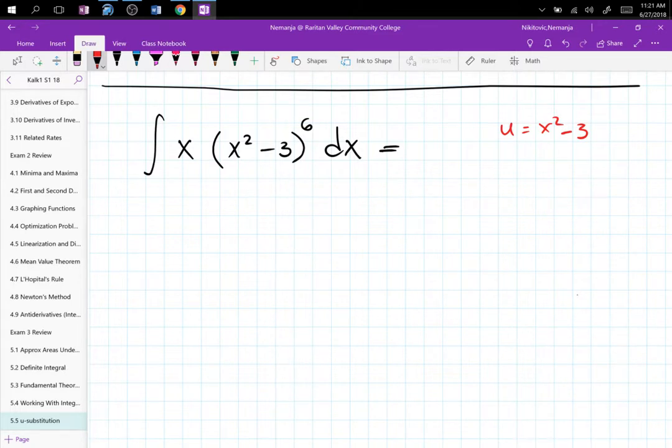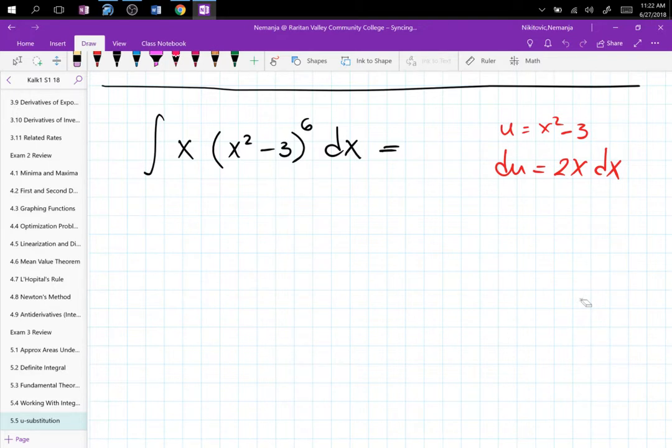Do we have to fix a constant in this case? Anyone? Yes or no? Yes, we have to fix a constant. Good. The derivative of x squared is 2x, and we only have x, right? So du is 2x dx, and as you can see, I don't have the 2 that I need in front of x to make it 2x dx for a substitution.